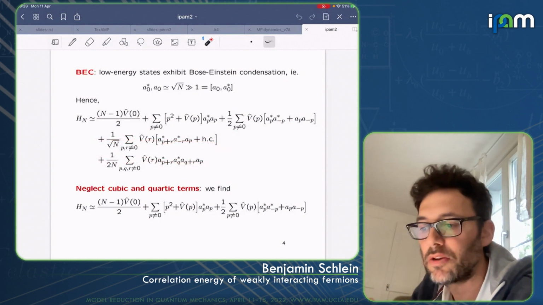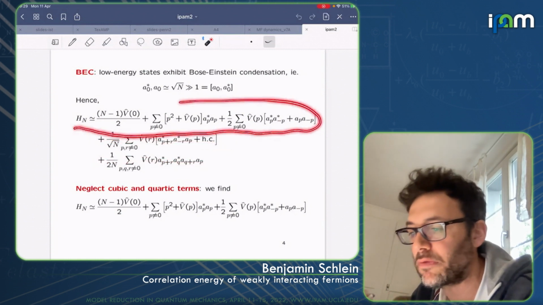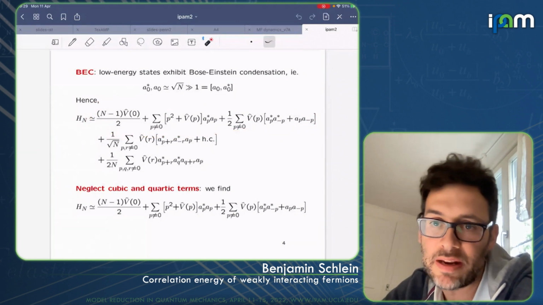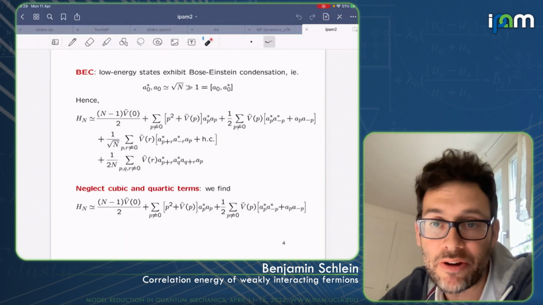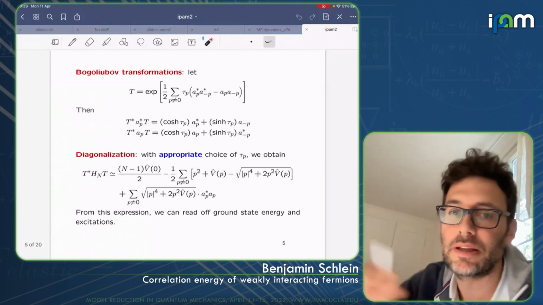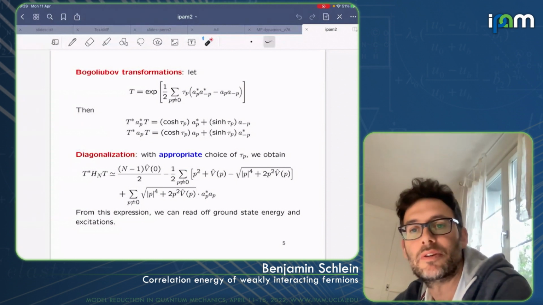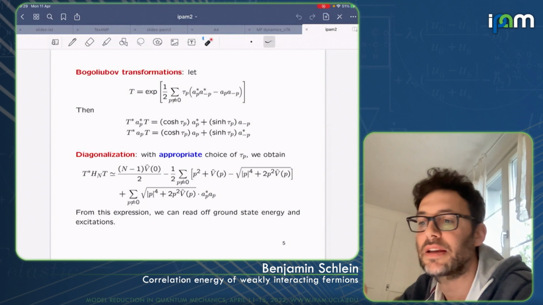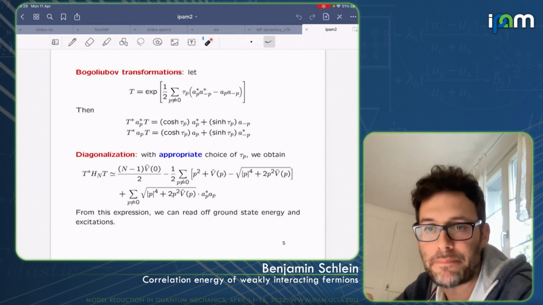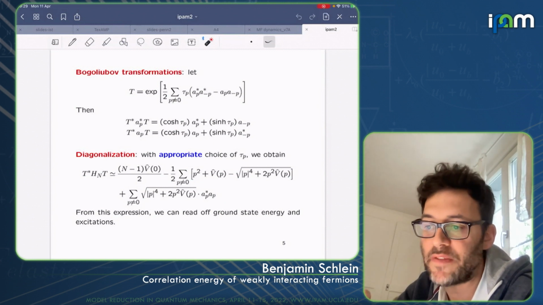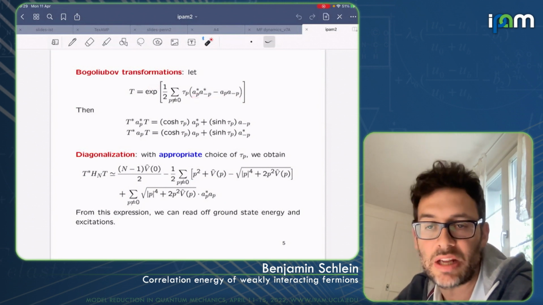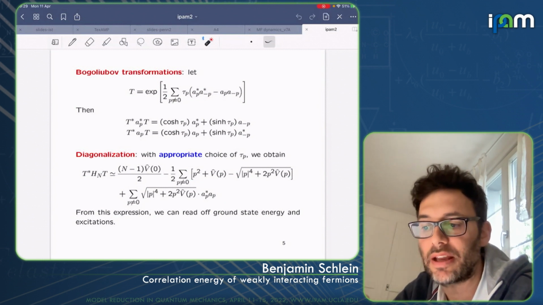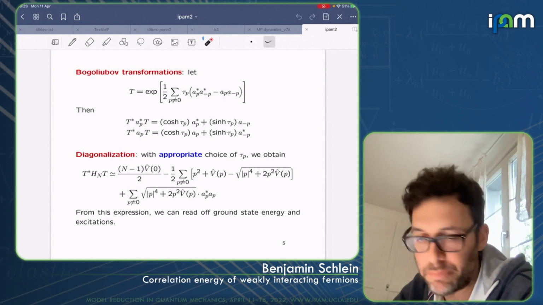If you do that, you end up with an operator which is quadratic in creation and annihilation operators. And quadratic operators are very nice because they can be diagonalized by what is now called conjugation with a Bogoliubov transformation. Okay, so a Bogoliubov transformation is a unitary map which is given by the exponential of a quadratic expression in a and a star. This operator acts very nicely on creation and annihilation operators. You can prove it easily.